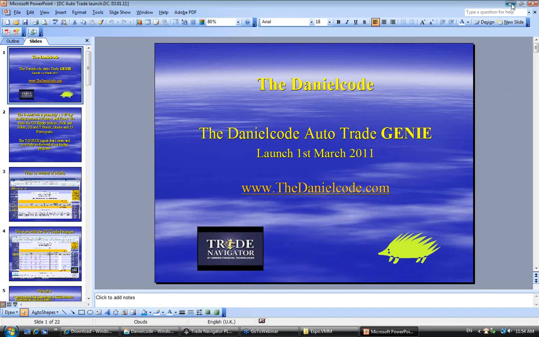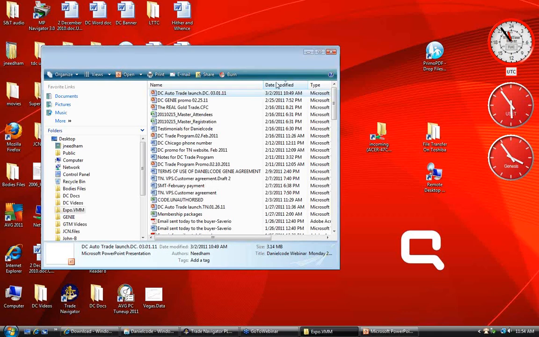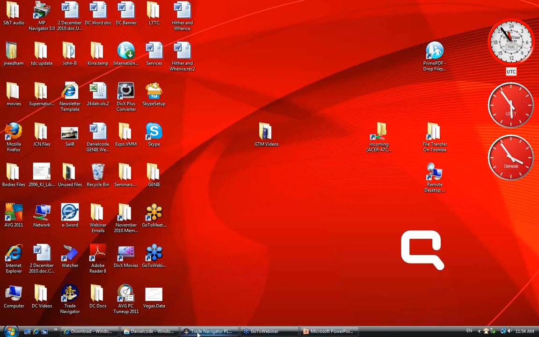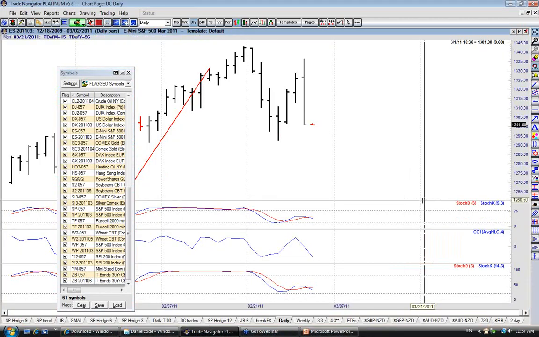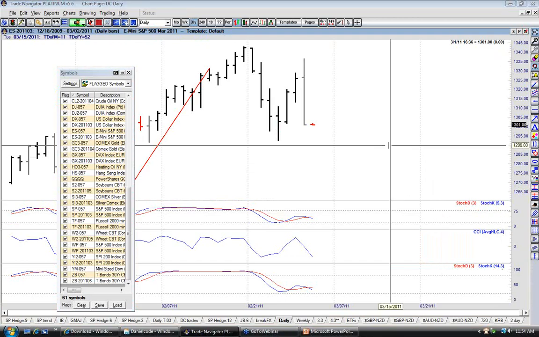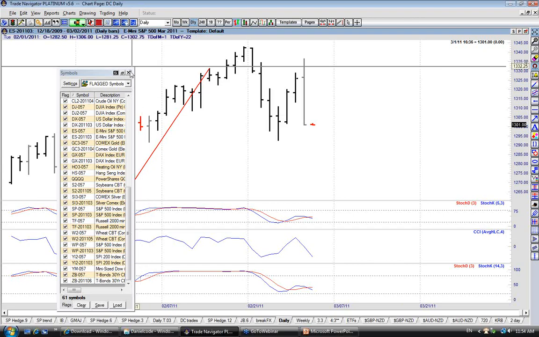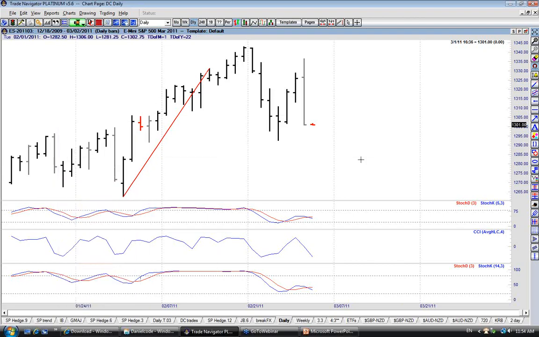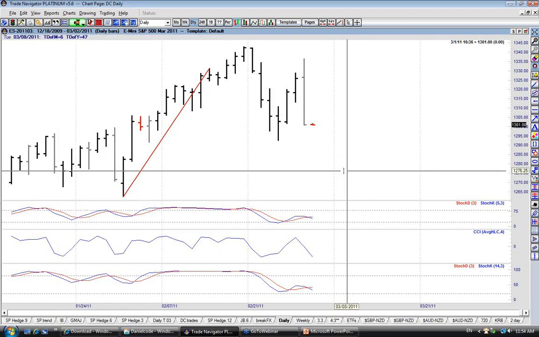let's get rid of this, and you should now shortly be able to see the Trade Navigator, which is coming up now. You can't quite see it yet. Yeah, you should be able to see it now. This is the Trade Navigator program that we use.